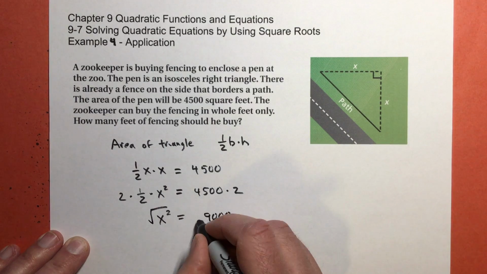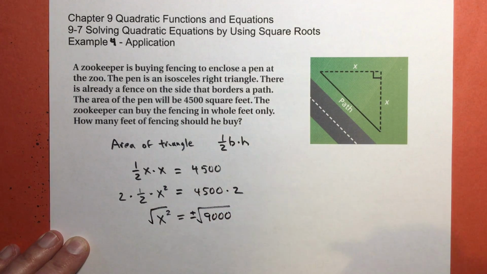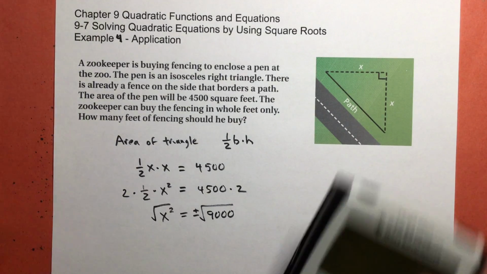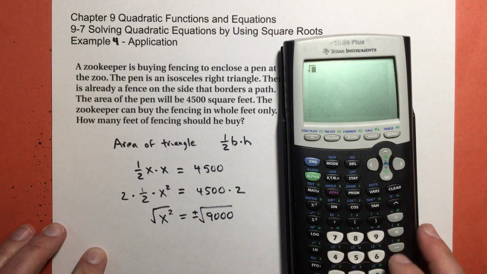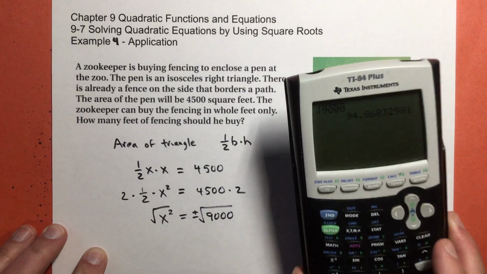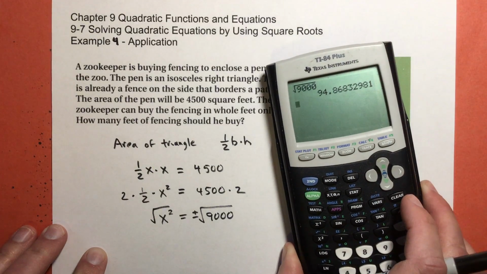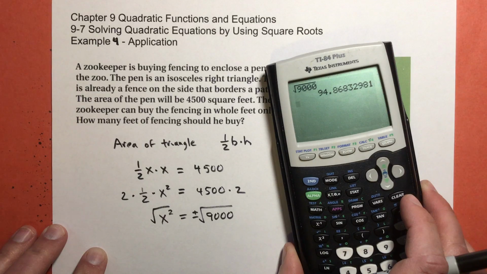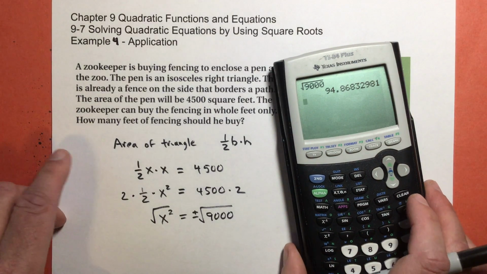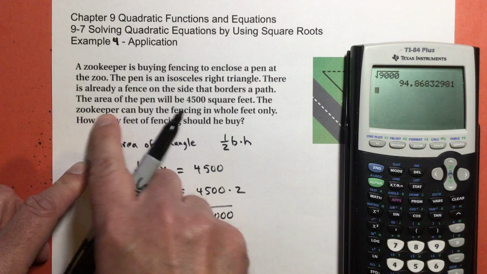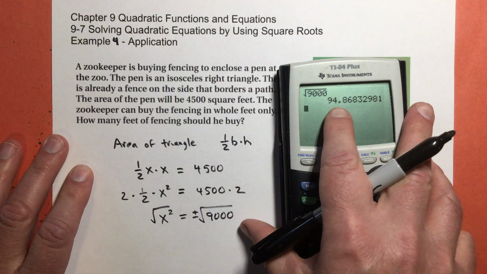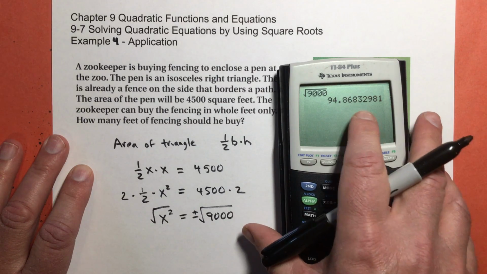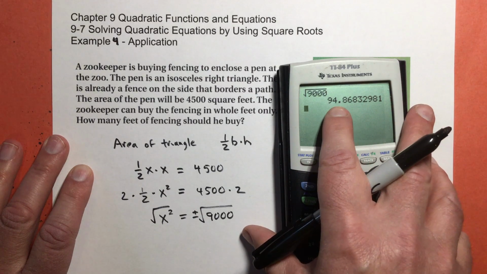Let's take a square root. Don't forget you always get two solutions. And this is where I'm going to have to grab my calculator. Take the square root of 9,000. And I get about 94.8. Now, here's kind of a cheat. It says that the zookeeper can only go in whole feet. That means no parts of a foot. So 94.868, the next closest whole number is going to be 95.